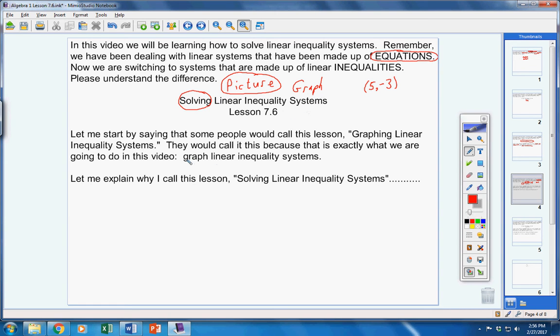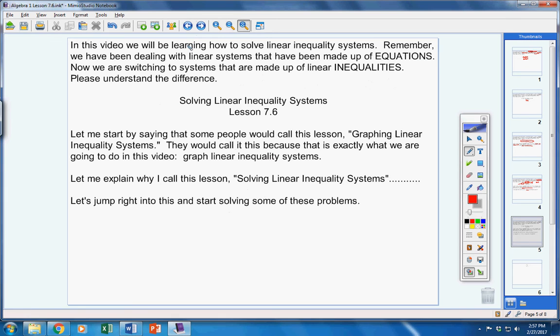So why do I not call it graphing linear inequality systems? Because I want you to thoroughly understand that you are solving these. If I just told you we were graphing them, then you would think that we were graphing them. We're not. We're solving them by using what method? Graphing. So that's why I call it solving linear inequality systems. Yes, we are going to graph them, but in graphing them, we are actually solving them, and you'll understand this later. So let's jump right in and start solving some of these problems.